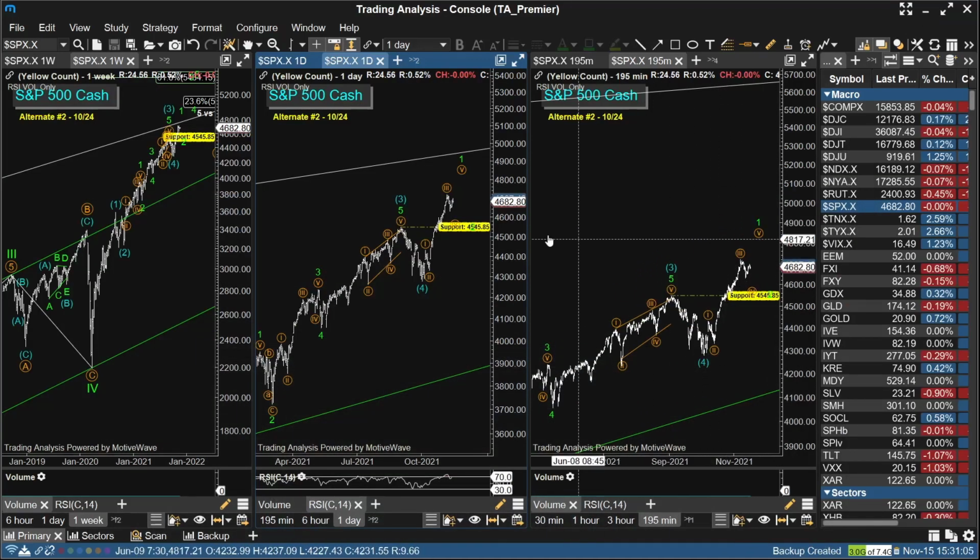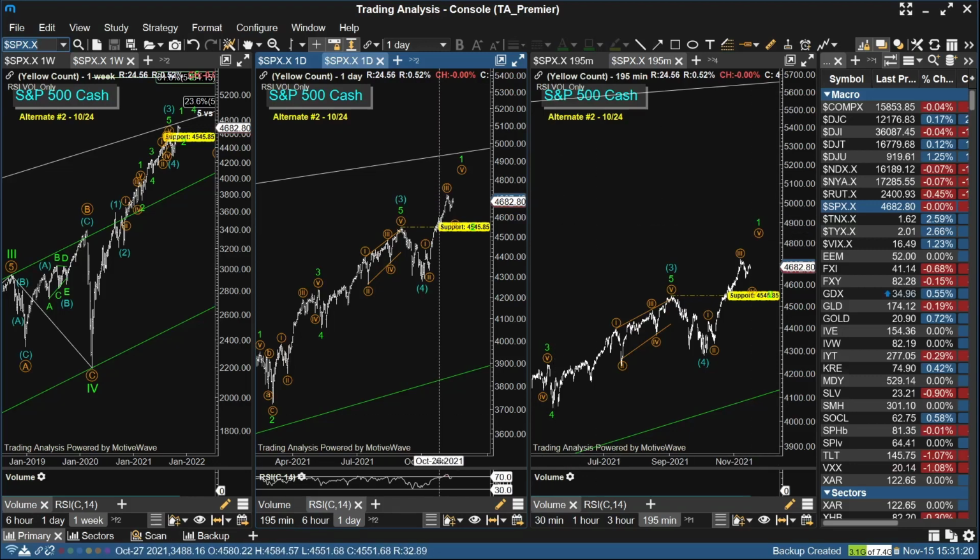So there are some concerns, but they're not so much so that we would be defensive or looking to avoid this market. This market is relentless. It continues to climb the wall of worry.